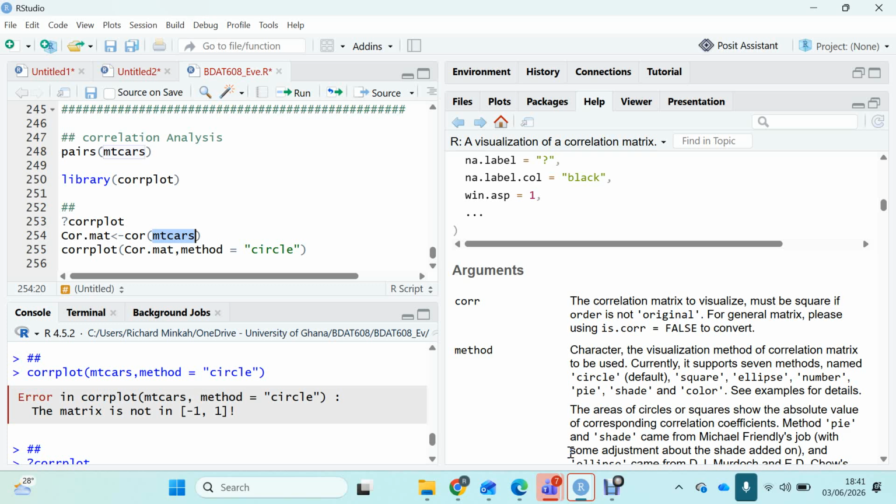Please, I need you to answer. Hello, Prof. Yes. It's not a correlation matrix. It's the actual data. So then I need to now go and do what? And get the correlation matrix for that data. And that's what I did with the cor. So after that, then I'm in a position now to get the correlation.